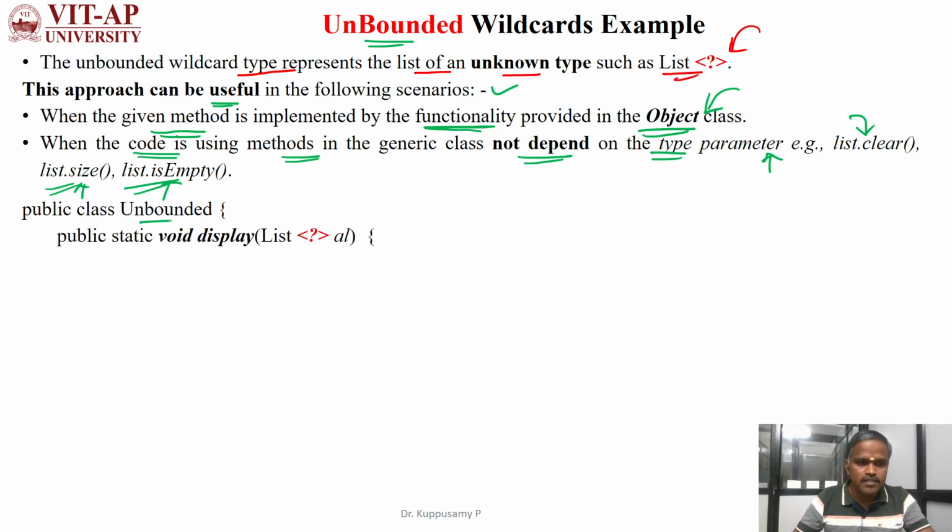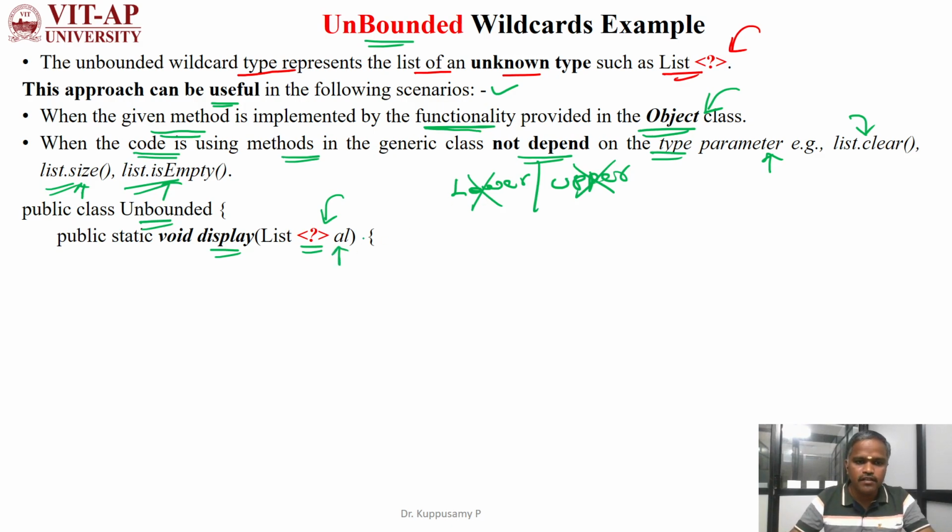So an example is given for unbounded, and the method is given here. We are just representing the question symbol inside the angle brackets. That means unbounded: there is no lower bound and no upper bound, so both bounds are not there, so we can use any type. That is the thing, boundless, unlimited.